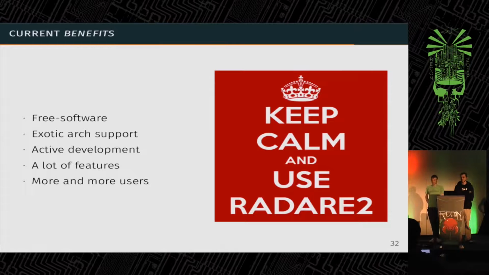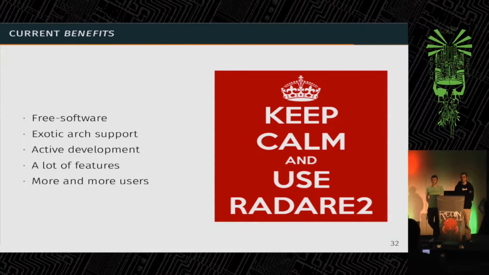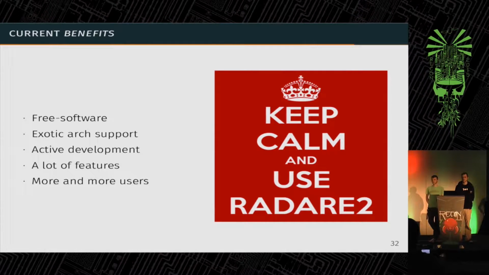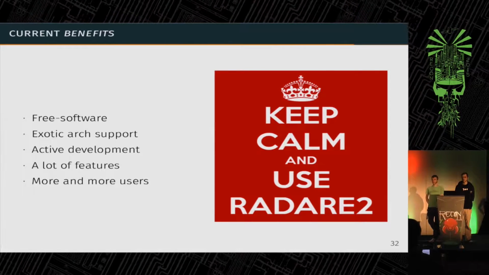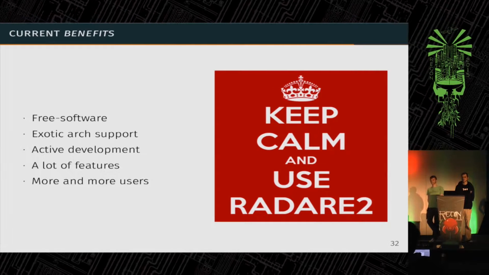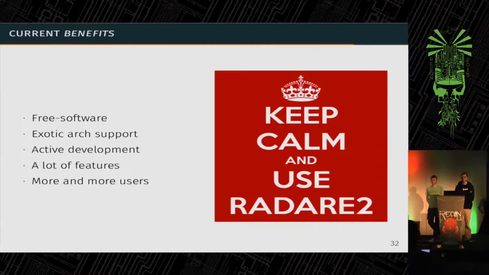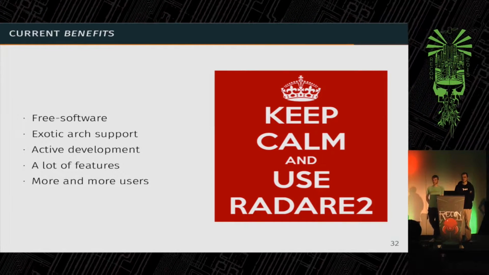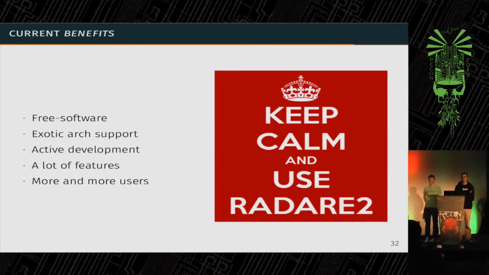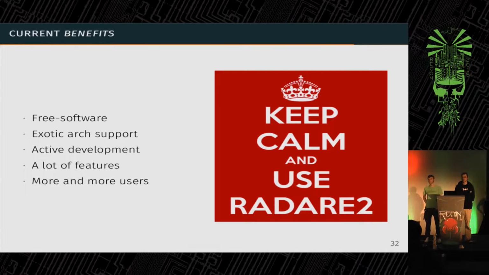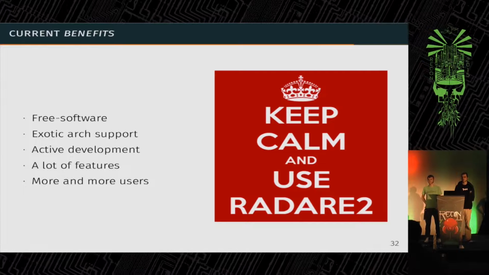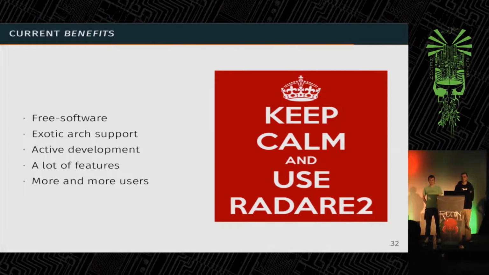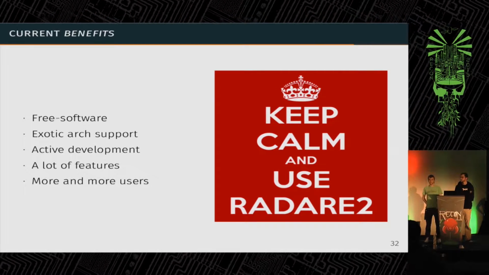But we have a lot of benefits. As a free software project, anybody can contribute, anybody can read the source, anybody can add new features. We have a great community. In our IRC channel, we have over 200 people. We support a lot of exotic architectures, maybe ones that IDA doesn't support, maybe ones that you want to implement yourself. We have very active development. Like I said, there's 1,000 lines that are changed every week. Lots of new features are added all the time, and our user base is increasing very rapidly.